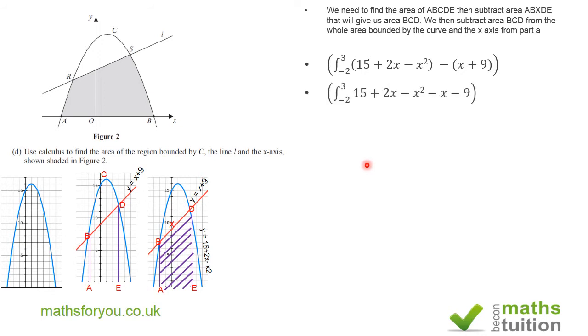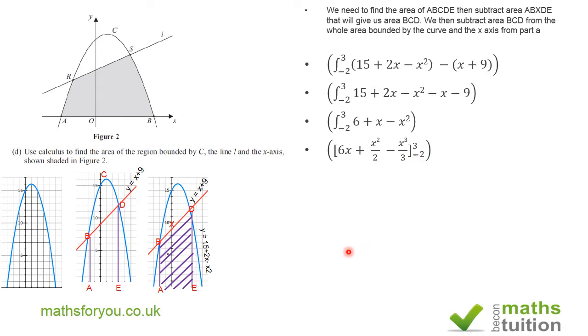So now if we simplify this expression, we have 15 plus 2x minus x squared minus x minus 9. If we combine like terms, we end up with integrating 6 plus x minus x squared within the limits of 3 and minus 2. Okay, so we end up with 6x plus x squared over 2 minus x cubed over 3, and the limits are still 3 and minus 2. And as before, we substitute 3 into 6x plus x squared over 2 minus x cubed over 3, and then of course use minus 2 as we did earlier.